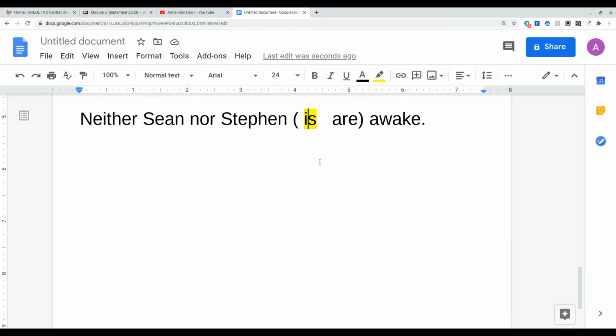So I want you to think about subject verb agreement. You have quizzes to take in module 5 on subject verb agreement. So make sure you read the pages in the handbook starting on page 334. This is listed in module 5 as well.